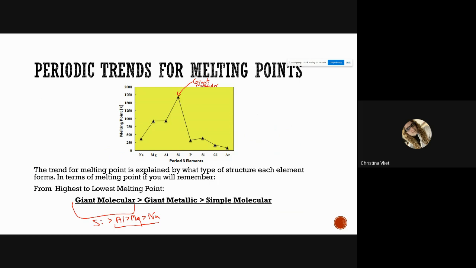The amount of valence electrons. Right. So the more valence electrons, the higher the melting point. The more valence electrons in a pure metal, the higher the melting point. And the higher the conductivity, right? And so that's your justification. You should have that written down. So when comparing the melting points of metals, we're comparing how many valence electrons they have.